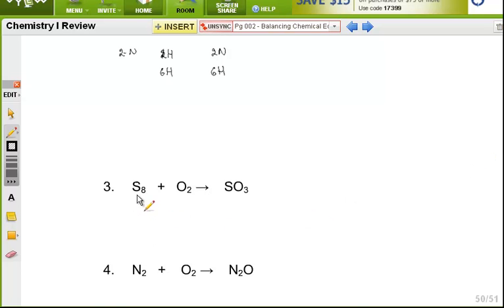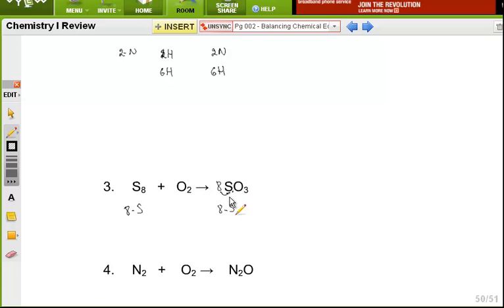Let's see the next one. So we got sulfur, oxygen, and sulfur oxide. So we have 8 sulfur atoms on my reactant side, and we have only one here. So we have to make a factor of 8 to make this sulfur 8. So it's going to be 8 times 1, 8 sulfurs on my reactant side. So right here we have already balanced my sulfur atoms. Now we're going to look at the oxygen.